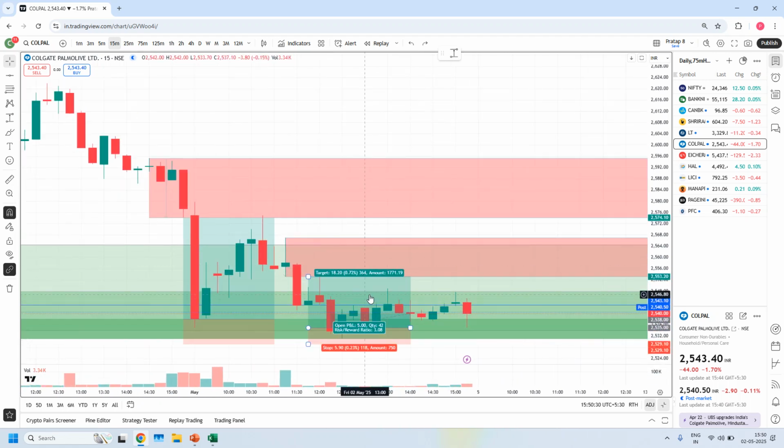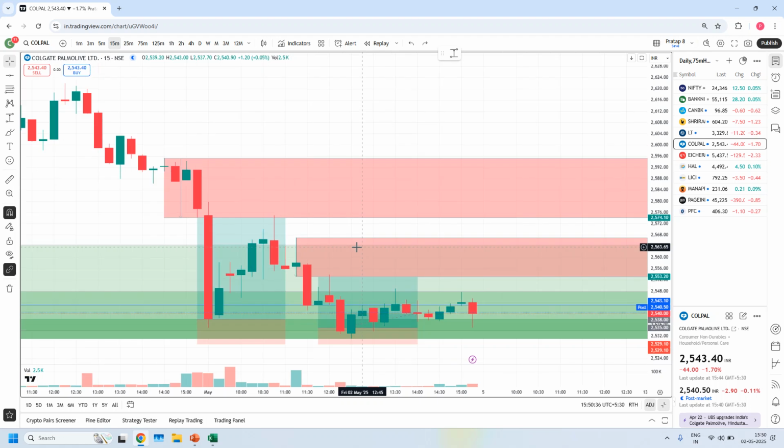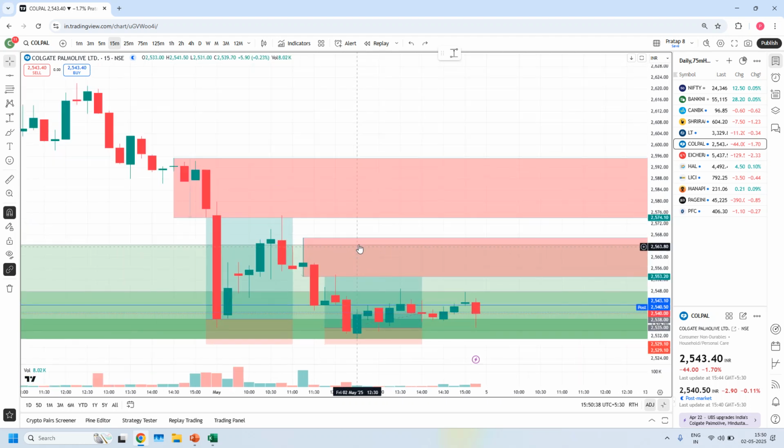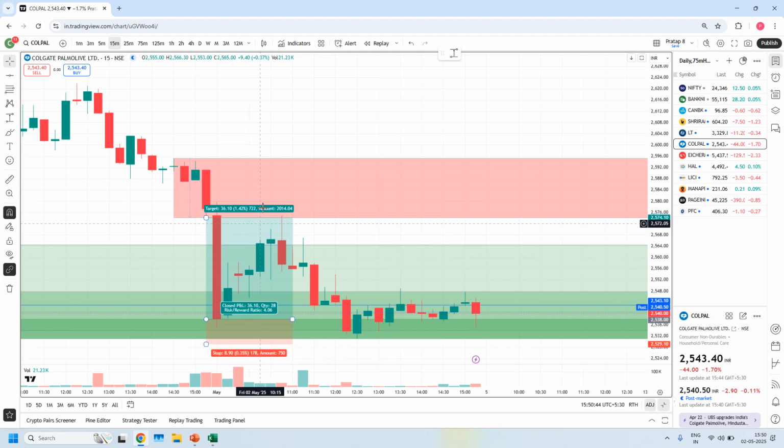This is a trade that is like no profit and no loss, such kind of trade, if anybody would have taken the second trade. Got it? I just wanted to tell you. But primarily the main trade, the first trade, gave you a very good profit.